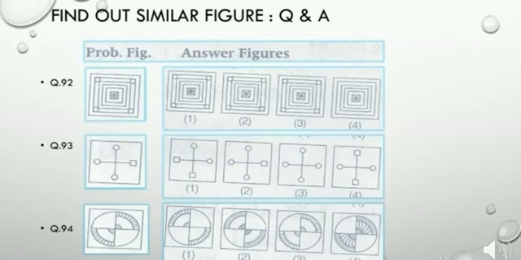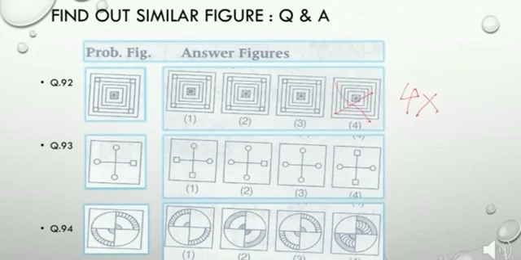Let's go to question number 92. There is a problem figure given and there are 4 answer figures given. We need to find which of the answers is exactly matching the problem figure. So let's check. We see that in the problem figure there are 4 corners and 4 circles. So let's check for these circles in the corners. Option 1 has it, option 2 has it, option 3 has 4 circles in the 4 corners. In option 4 the corner doesn't have a circle, it is missing. So option 4 is rejected.